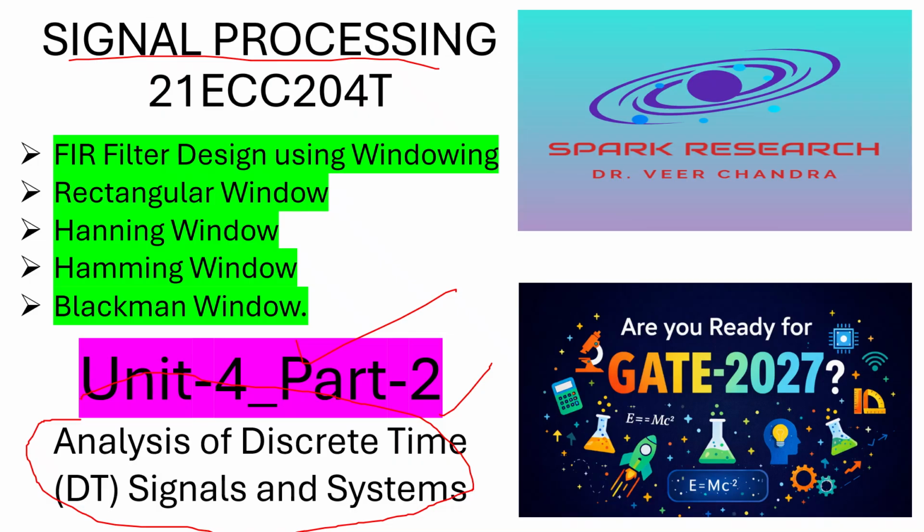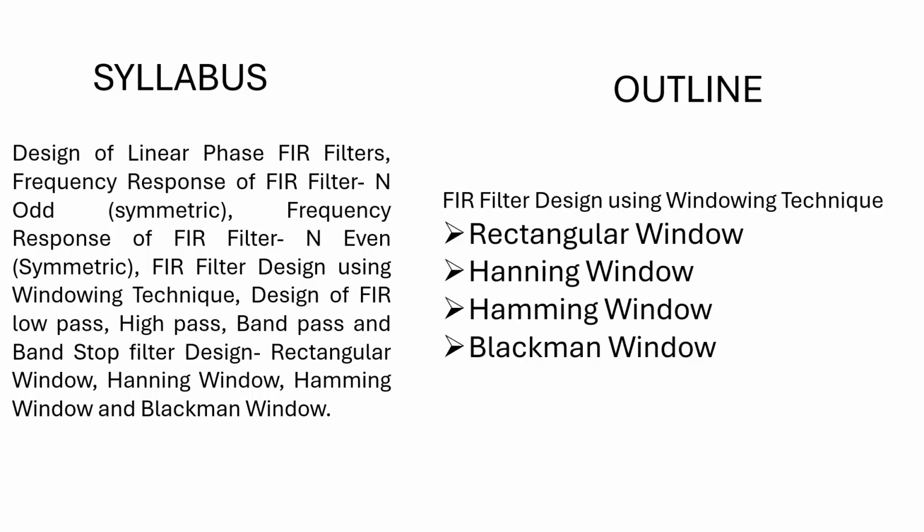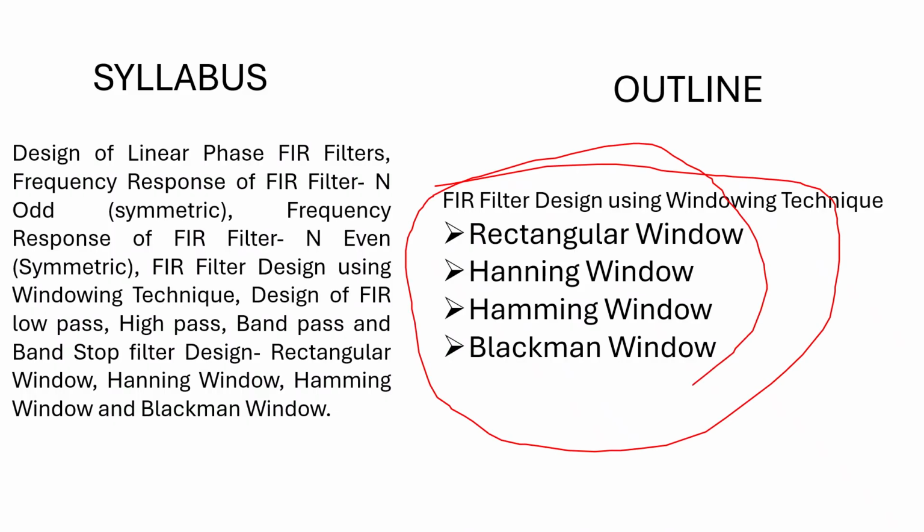In this session, primarily we are going to talk about the window technique, how to design the finite impulse response FIR filter using this window technique. We will look into the rectangular window, Hanning window, Hamming window, and Blackman window. These are the types of window that we are going to talk about in this session. Here is the syllabus, you can check it, and here are the contents that we are going to talk about.